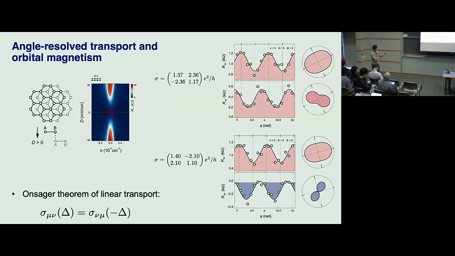But this gives us a method to identify potential orbital ferromagnetism, even though the longitudinal resistance is quite small, right? So with the metallic state now, we don't really have to rely on quantum oscillation. We can just directly look at the angle-dependent measurement to see if time reversal symmetry is broken, if that time reversal symmetry breaking connects to the orbital motion of electrons, right?